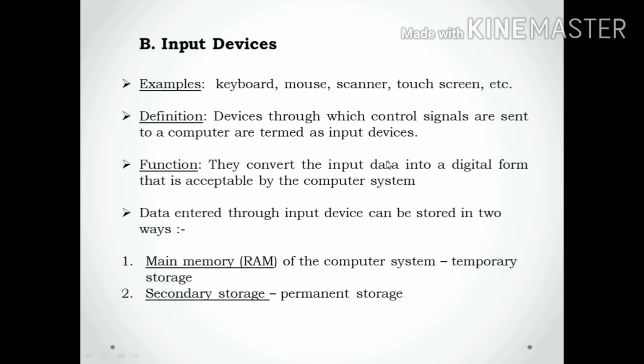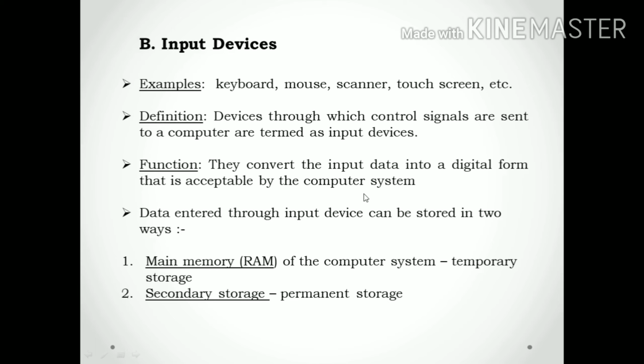So as we already know, the computer system doesn't know the human language. It just knows what language? The binary system, that is 0 and 1, or the digital form. So for example, we are giving some input data through Google search, voice search, you know that, right? Google voice search. So through Google voice search, we are giving some data, like I am asking Google for the biggest river.